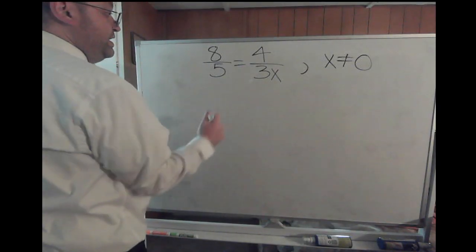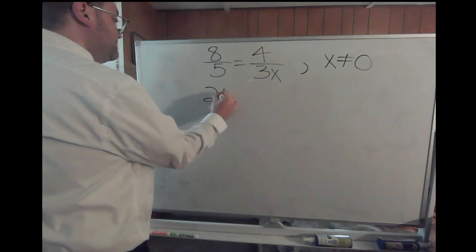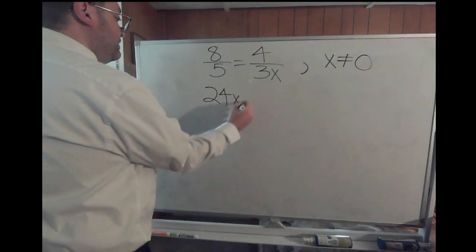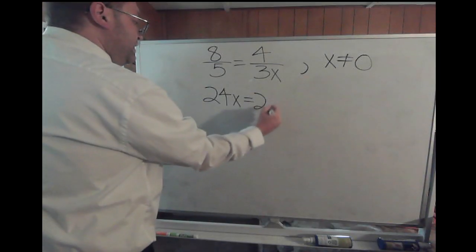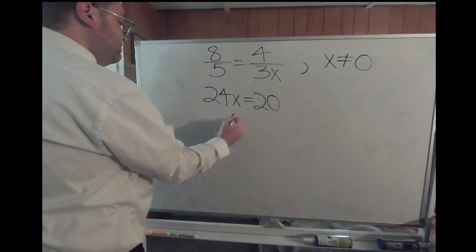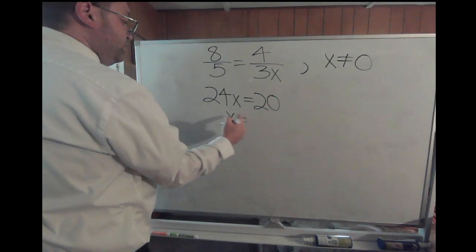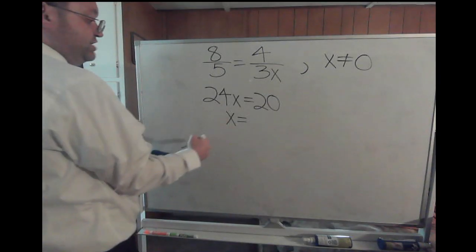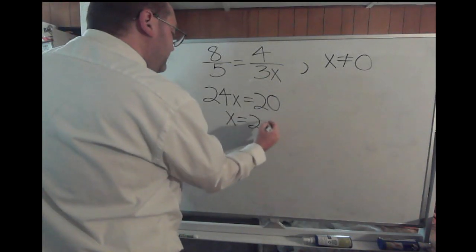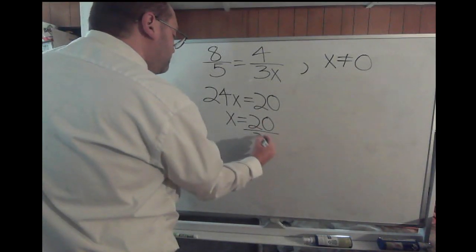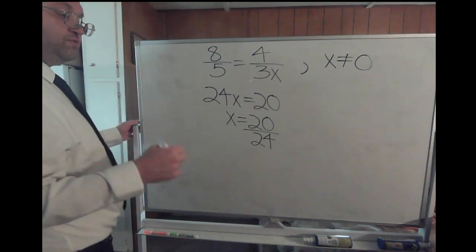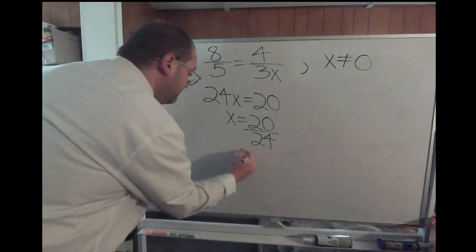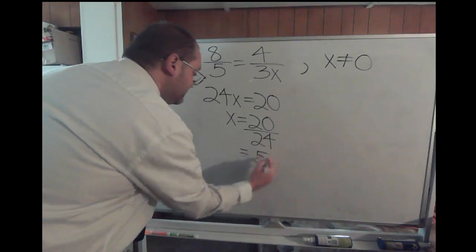8 times 3x, well, that'd be 24x. Set that equal to the cross product of 5 times 4, that'd be 20. So divide both sides by 24, x would equal 20 over 24. Well, 20 over 24 does reduce further. It reduces down to 5/6.